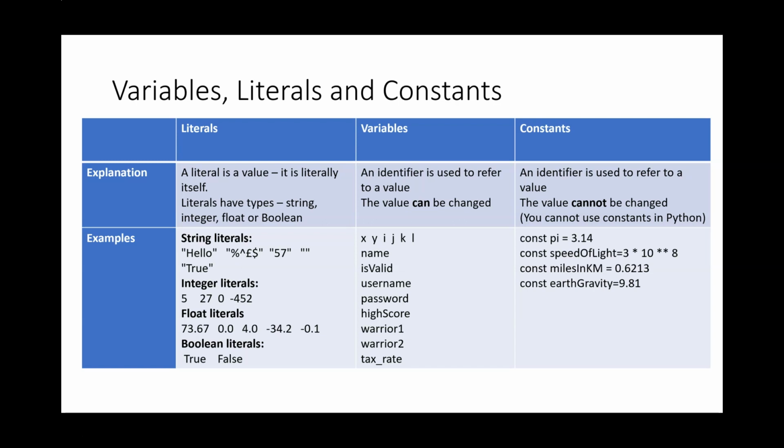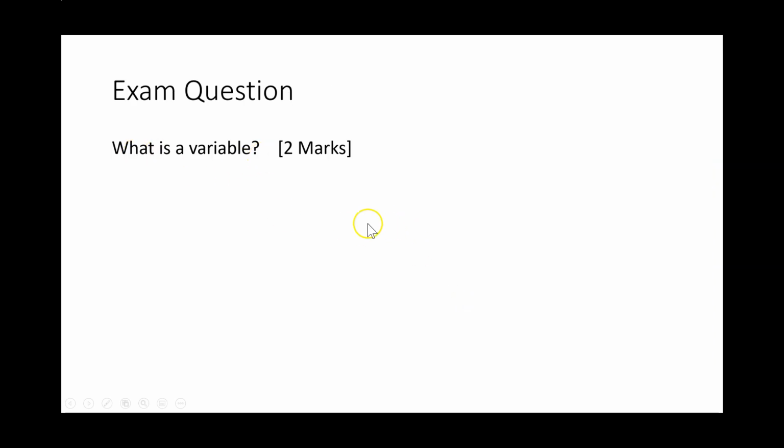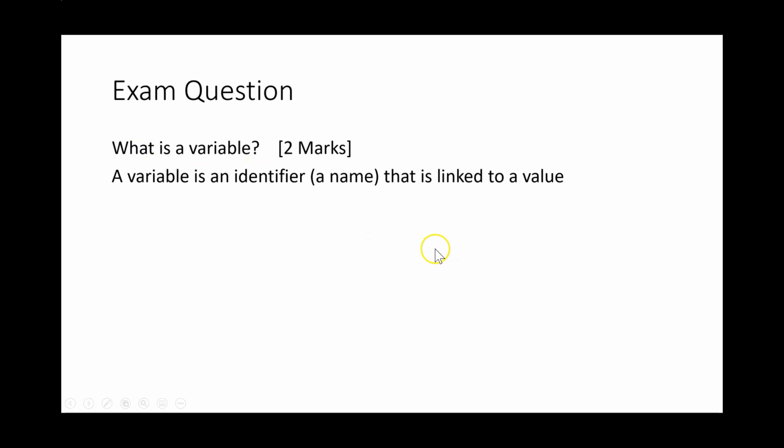You could be asked in your exam what any of these things are, and on the top line, the explanation, that would be an acceptable explanation for full marks. So if we have a look below, what is a variable? A variable is an identifier that is linked to a value. That's absolutely fine, and a variable's value can be changed. If you were asked what is a constant, you would say a constant is an identifier or a name that is linked to a value. A constant's value cannot be changed.